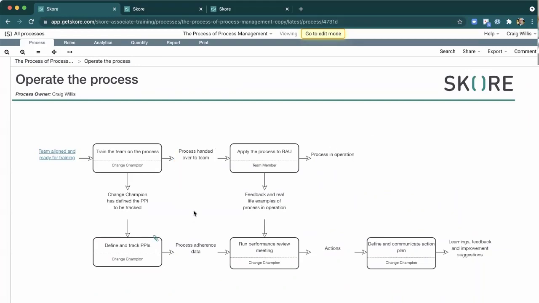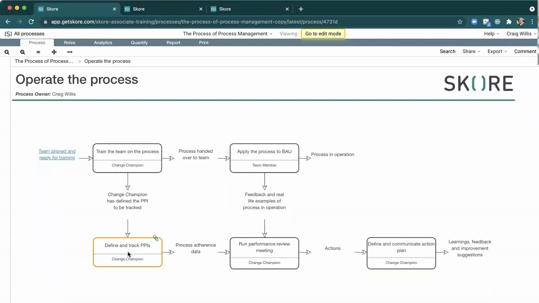So this is about making sure that people are using the process. Obviously, they're aware of its existence, and they can access it when they've got questions about the process. But actually, it's as much about thinking about how we track the process. So we talk about PPIs, process performance indicators, and this is again one of those things that the change champion is responsible for. So they need to spend time thinking about what we are going to measure in the process. PPIs are different from your KPIs, okay?